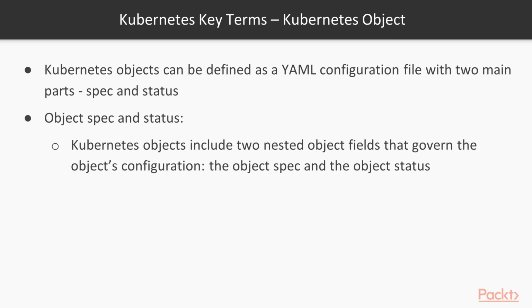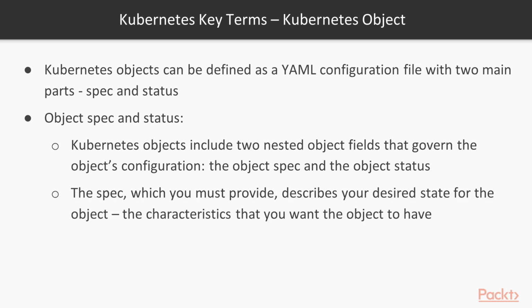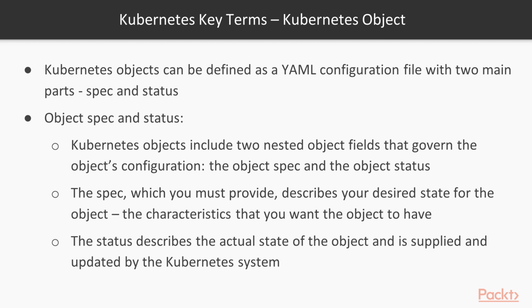Kubernetes objects include two nested object fields that govern the object's configuration, the object spec and the object status. The spec, which you must provide, describes your desired state for the object, the characteristics that you want the object to have. And the status describes the actual state of the object and is supplied and updated by the Kubernetes system. So the status part is not something that we would actually specify in any of our YAML configurations, but we'll usually always specify a spec.